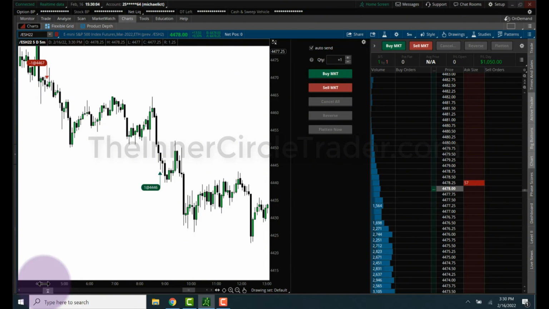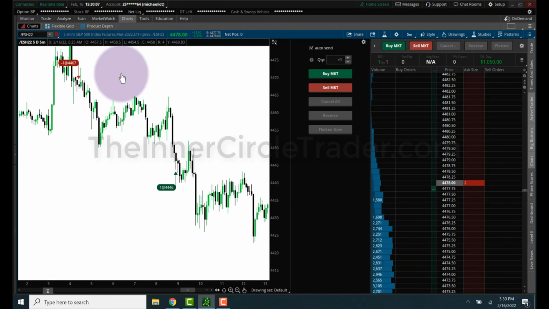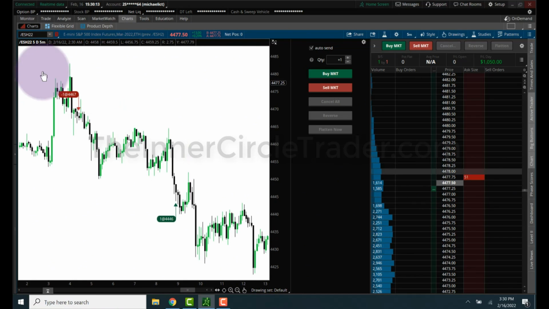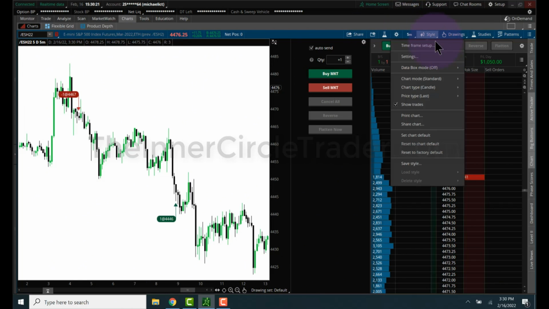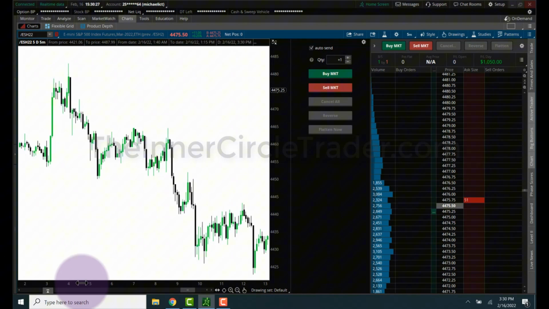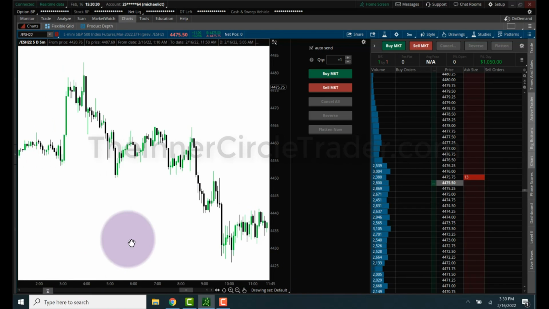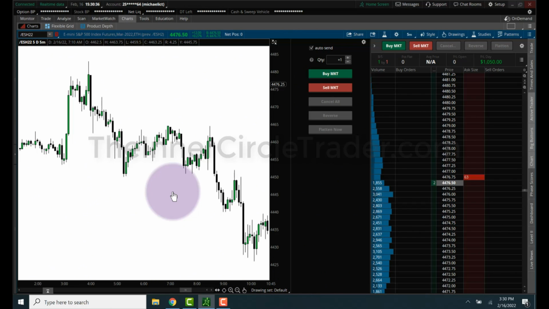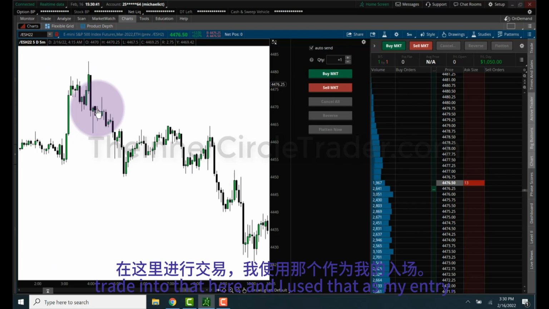Alright, so we're looking at the market trading up into a breaker. Let me take the trade marker off for a second. So we had a fair value gap here. My charts will be more useful in the TradingView portion after this. I just want to show you the trade. So we had a breaker here, trading into that here, and I used that as my entry.